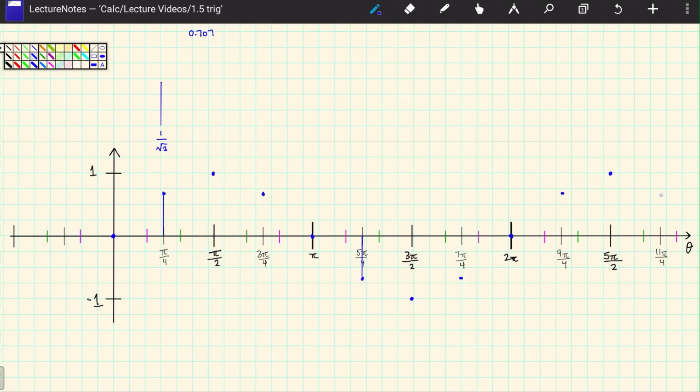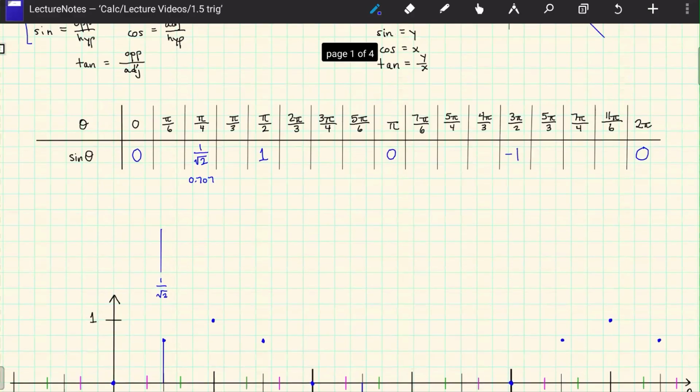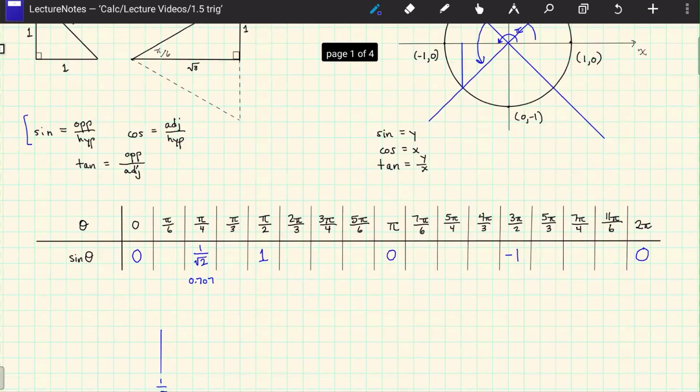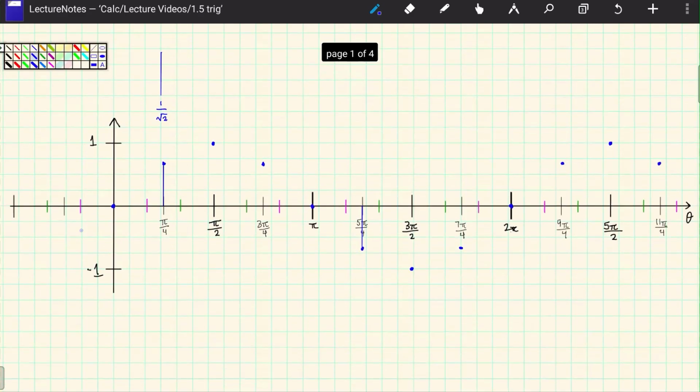And 11 pi over 4, same. I should also mention I could go into the negative pi over 4 and negative pi over 2. Let's go the negative realm. So negative pi over 4 would be here, and this would be negative pi over 2. The y coordinate at angle negative pi over 4 is going to be negative 1 over root 2, and the y coordinate at negative pi over 2 is going to be negative 1. Okay, so we can see this filling out pretty nicely.